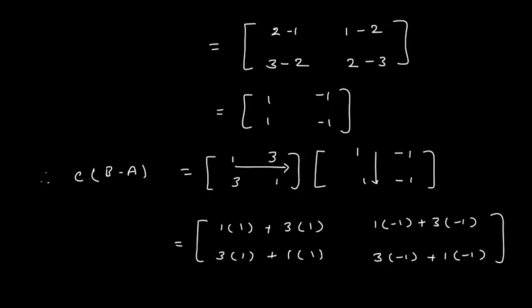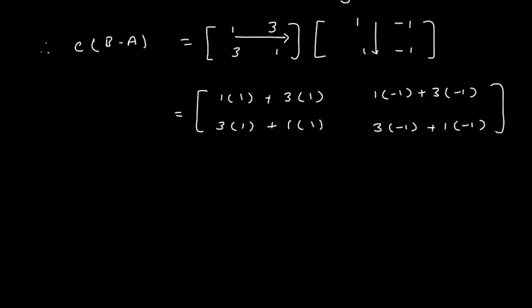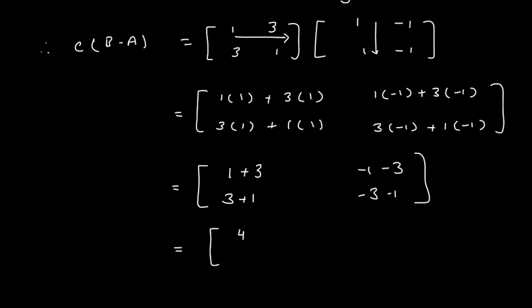So this is equal to 1 into 1 is 1 plus 3. Here it is minus 1 minus 3. Here it is 3 plus 1, and here it is minus 3 minus 1. So finally 1 plus 3 we get 4. Here we get minus 4. Here we get 4, and this is minus 4. So this is the value of c into b minus a.